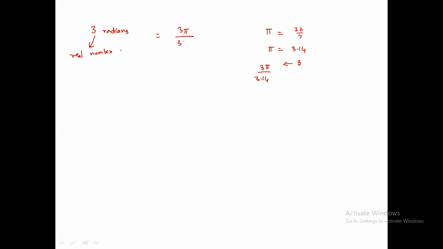3 pi by 3.14, or multiply 100 up and 100 down. Or 2 15s are 30, 2 15s are 30. So 150 pi by 150. So different ways of conversion I am teaching. Okay, let's take some problems.